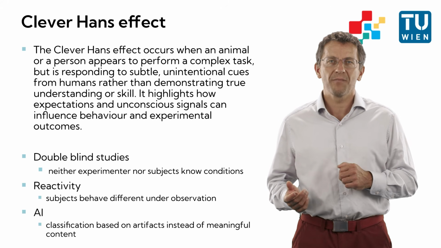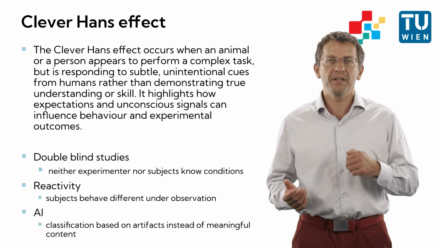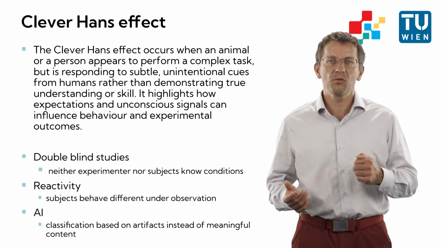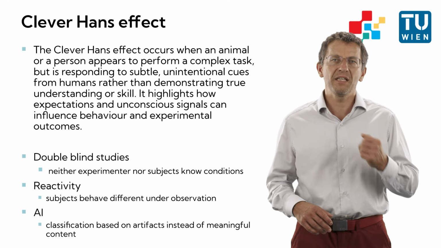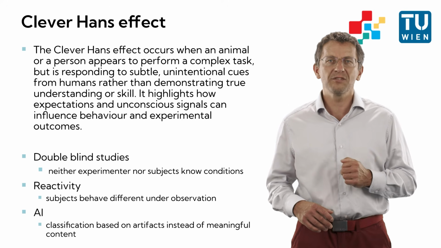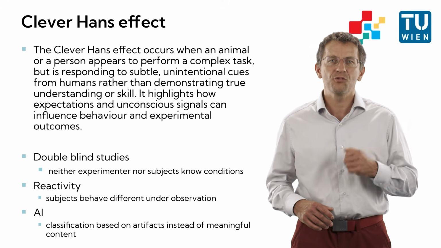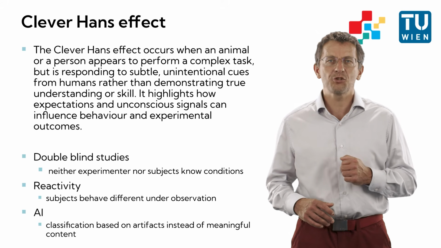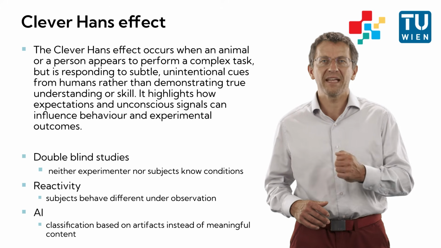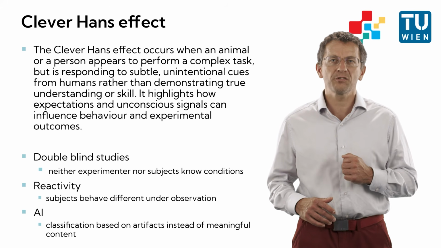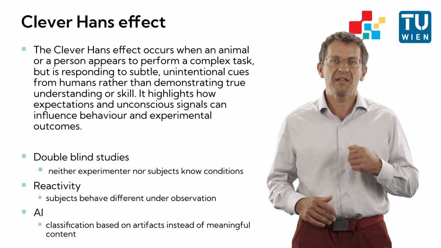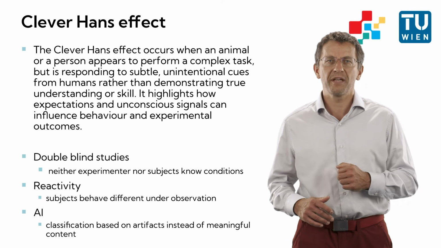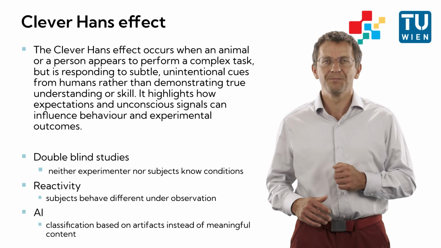AI and machine learning: AI systems can pick up on unintended patterns in data, similar to how Hans responded to cues. For example, a model might learn to classify images based on background artifacts instead of meaningful content. Awareness of the Clever Hans effect encourages careful validation, rigorous testing, and transparency in training data to ensure models learn the intended signals rather than spurious correlations. In short, the effect is a cautionary tale about the hidden influences, whether human or computational, that can mislead conclusions.